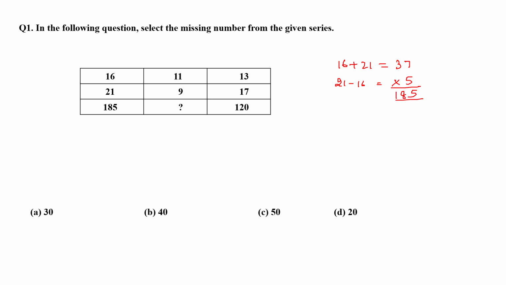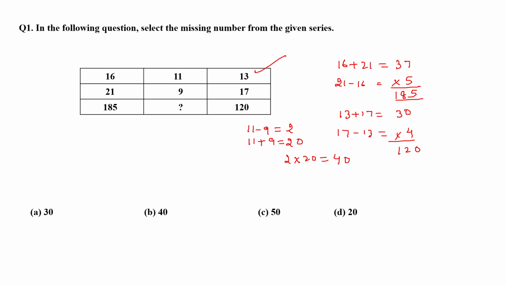So let's try the same logic for the third column. First I will add 13 plus 17, which will give me 30, and 17 minus 13 will give me 4, and if I multiply I am getting 120. In the same way, let's try for the second column. 11 minus 9 will give me 2, and 11 plus 9 will give me 20, and if I multiply 2 and 20 I am getting 40. So the correct answer is 40.